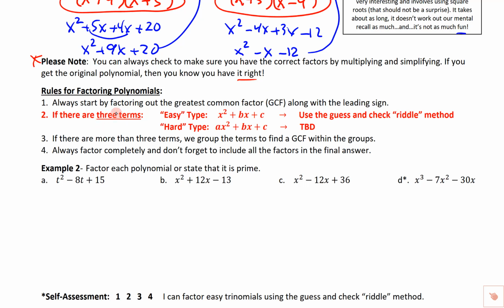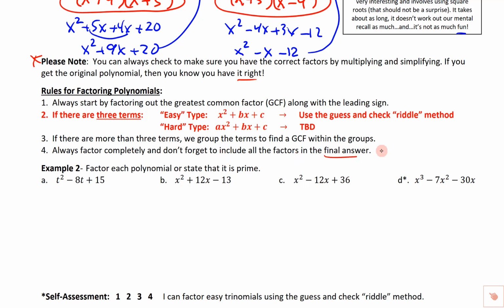Then, if there are three terms, I told you this was to be determined. If it's the easy type, we use the guess and check riddle method. And if it's the hard type, that's going to be determined. We're going to leave that for tomorrow. If there's more than three terms, then we do that grouping method. We group the first couple together and the last couple together. And then we always want to factor completely, and don't forget to include all the factors in the final answer.